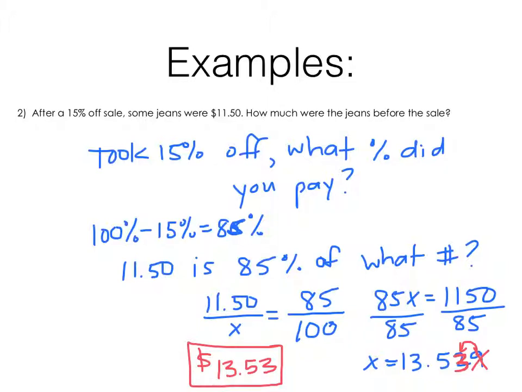All right, so you can use this trick. If you know what the discounted price was, you can use this trick in order to find out what the original price was. How does it make sense that it's more? Well, this was discounted, so the original price would be more because it was before the sale.